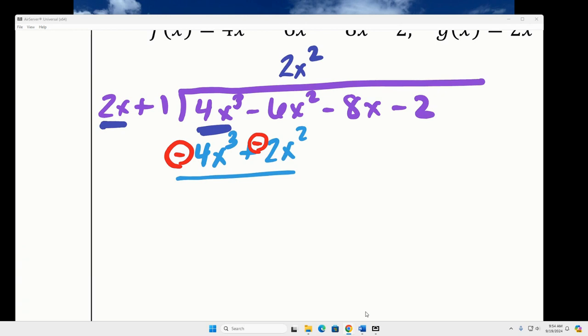Now, if we've done everything correctly, this 4x cubed has to cancel out. If it doesn't, you did something wrong at some point. It does, so we're good. And then it's negative 6x squared minus 2x squared.